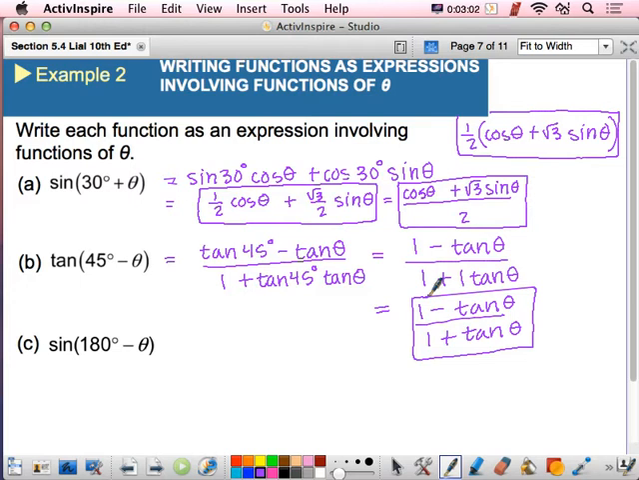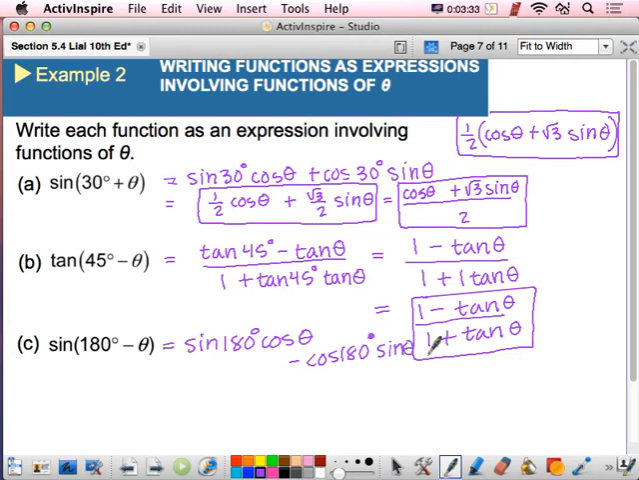Okay, so finally, part C. Part C is asking us to find the sine of 180 degrees minus theta. So that's the sine of a minus b. So we'll use that formula, the sine of a multiplied by the cosine of b, and then it will be minus the cosine of a multiplied by the sine of b.